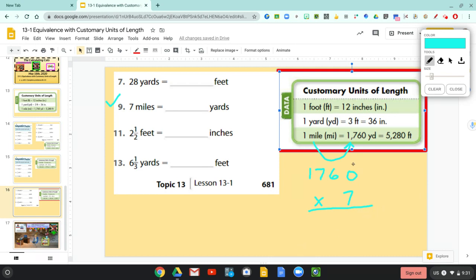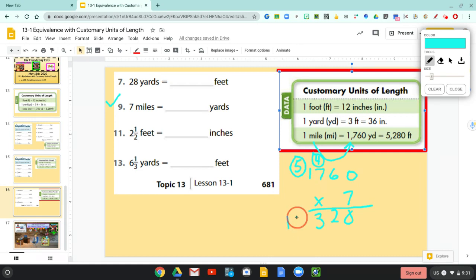So 7 times 0 is 0. 7 times 6 is 42. So I drop my 2 and I regroup my 4. And then 7 times 7 is 49. 49 plus 4, 50, 51, 52, 53. So I'm going to drop my 3 and regroup the 5. And 7 times 1 is 7, and 7 plus 5 is 12.